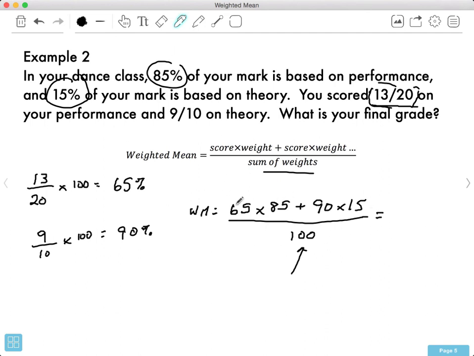So you type in, again, the top part of this fraction, either type it in and press equals or type it in brackets, and then divide it by 100. And what you'll get is 68.75. That'll be a percent again because these were percents. And that is your dance mark.